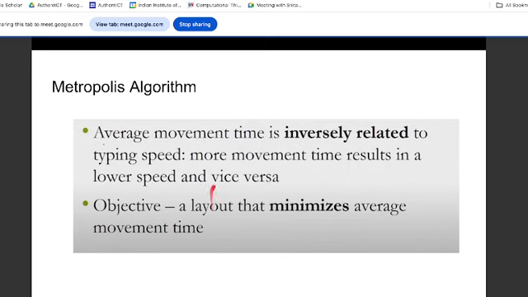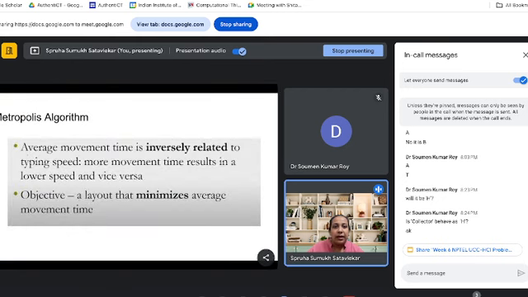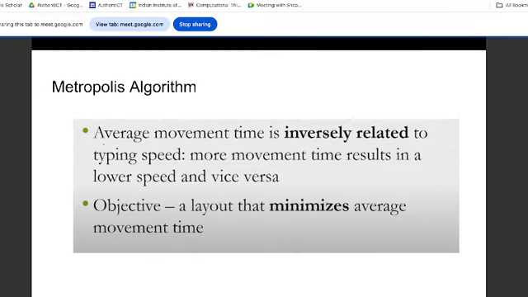The objective is to have the layout that minimizes the average movement time for the user, so the user can type faster. So the task execution time for the user should be low. That is the main objective, and the average movement time is inversely related to the typing speed. So we want to increase the user's typing speed. That is the main objective of this Metropolis algorithm: to increase the typing speed by reducing the average movement time.